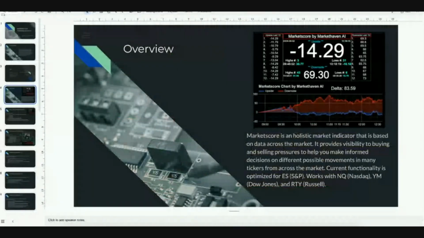So the optimization does make a difference. And over time, I will go through and optimize more and more of the tickers. But right now, the ES is the one that's fully optimized, and NQ is partially optimized. And then Dow and Russell are pseudo optimized. I wouldn't call them optimized, but they have some optimization, but not to the degree that ES has.